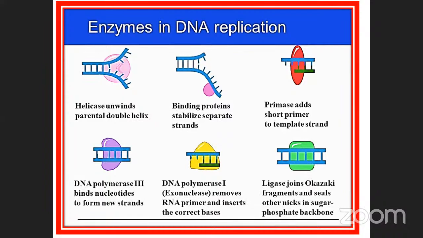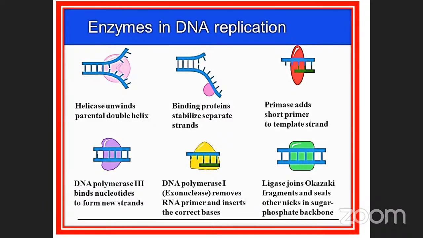Ligases. After the Okazaki fragments, when we reach the end of the reaction, what happened? You know, the RNA primer. We will get Okazaki fragments, isn't it? The Okazaki fragments join together, then only you will get the double stranded DNA. Otherwise, there will be a lack of strand. So ligase joins Okazaki fragments and seals other nicks in the sugar phosphate backbone. So these are the enzymes involved in the replication process.